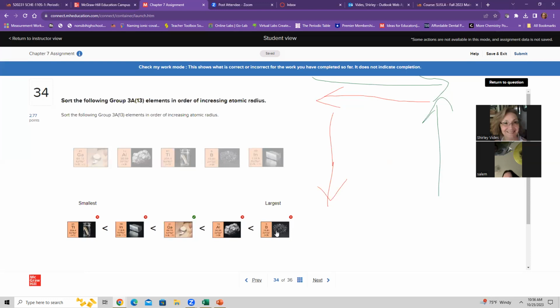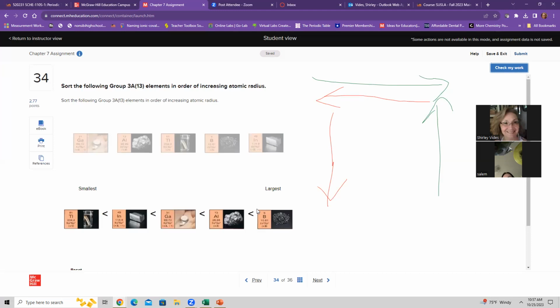You know they're wrong. Because look at the trend. The following group, increasing atomic radius. They have it. Oh yeah, I did it backwards. I'm the one that's crazy. I did it backwards again. Because thallium would be the largest, because it's the lowest down. I think it's because they keep switching the graph where they're doing the largest on one side and the smallest on the other, and I think that's what happened to me. Yeah, that's correct.